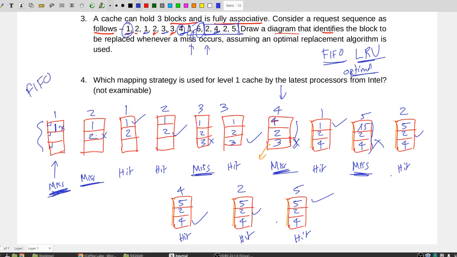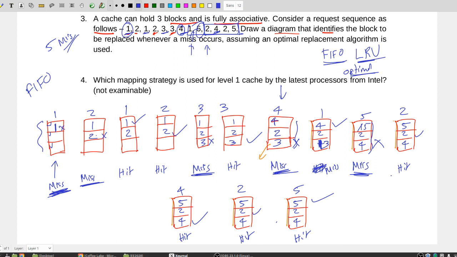So earlier for optimal we had 5 misses, and let us see how many misses we will have for FIFO. So here 4, and then here it would have been a miss, right? It would be a miss because this was 4 and this was 3. And which one will be replaced?